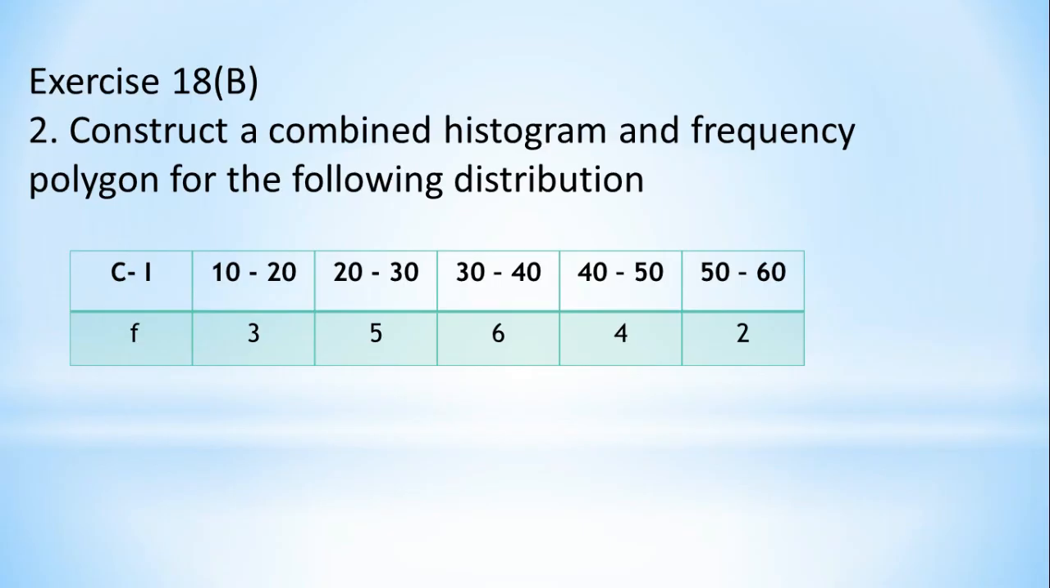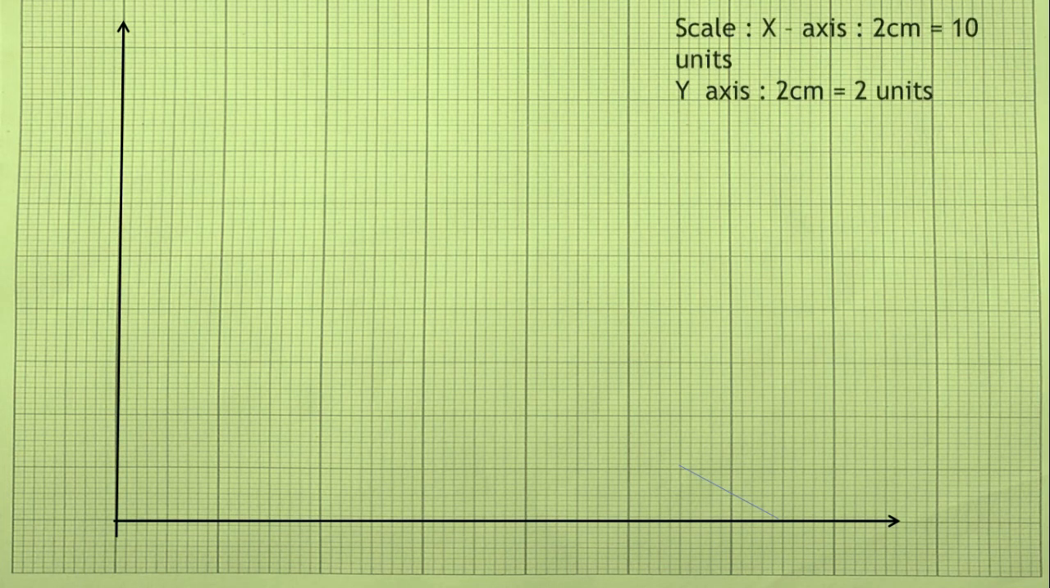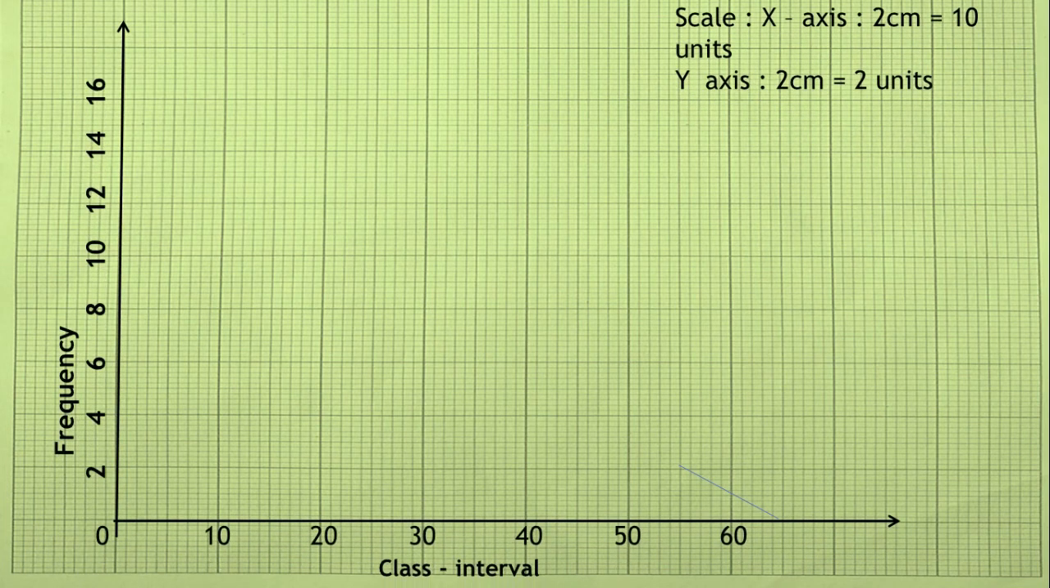In question number 2 also, it is asked to construct a combined histogram and frequency polygon. That means we need to draw the histogram and then proceed with the frequency polygon as we did in the first problem. The given class interval is 10 to 20, 20 to 30, 30 to 40 and so on. Hence it is continuous. Let us move on to the graph sheet and use the scale for the x-axis as 10 centimeter, y-axis as 2 centimeter is 2 units.